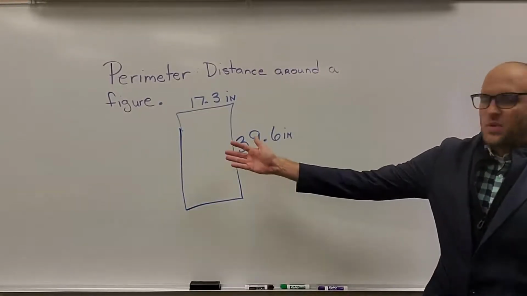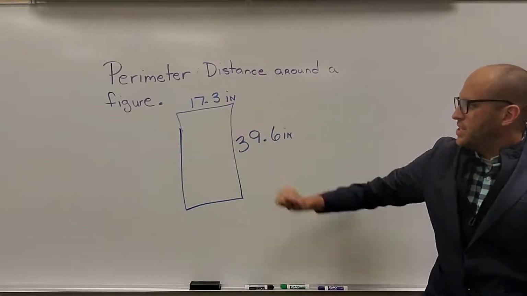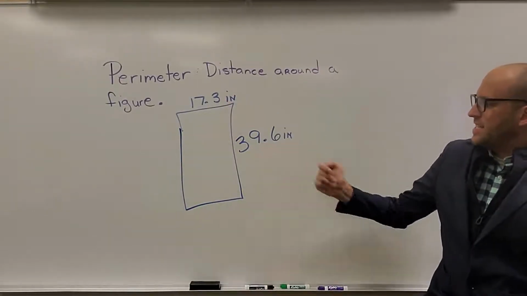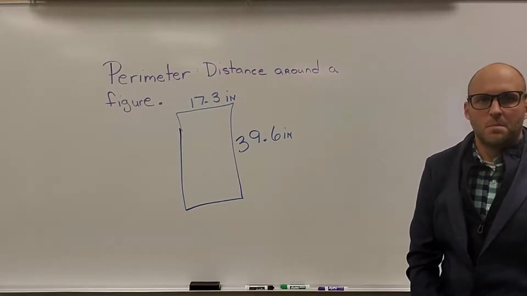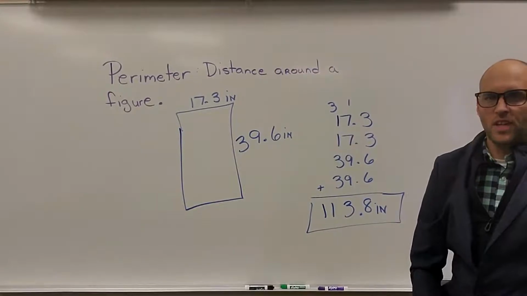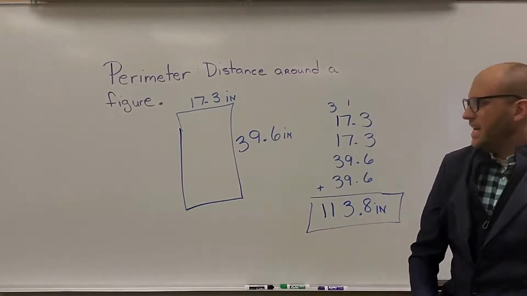All right, friends, we have a very similar problem to the last. We have 17 and 3/10 inches at our top side and 39 and 6/10 inches on the side. Solve to find the perimeter. Hopefully, friends, you came up with 113 and 8/10. Same thing as the last problem.